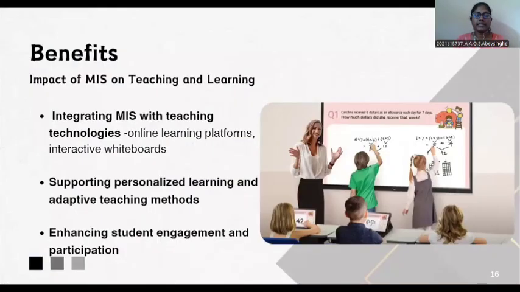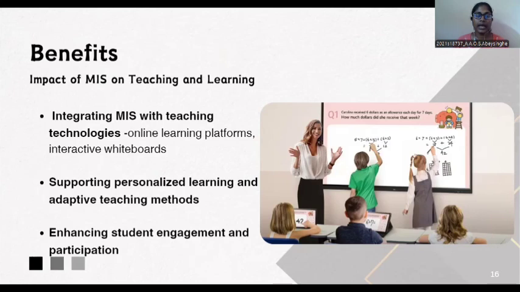I'm Oshadya Basinger. Let's focus on the benefits of MIS in teaching and learning. MIS can be smoothly integrated with modern teaching technologies to create a more effective learning environment. In online learning platforms, MIS supports learning management systems like Moodle and Google Classroom by managing students' data, tracking progress, and automating tasks. This reduces administrative work, allowing teachers to focus more on students' interaction and innovative teaching methods.